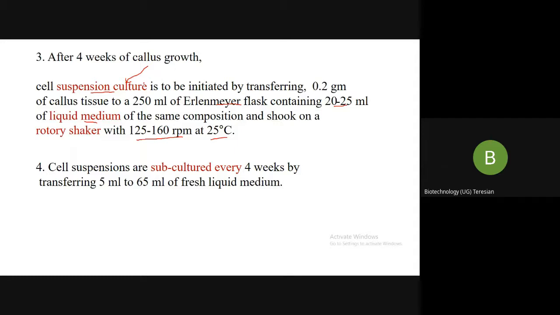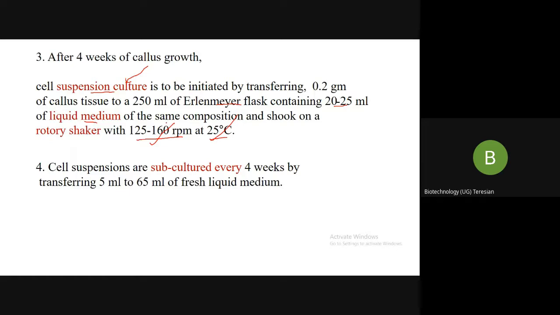I always told you that for suspension culture, you have to use a rotary shaker. So what is the use of this rotary shaker? You get single cells. The cells can be broken up easily so that you get a single cell. Not only that, there is easy movement of airflow in the flask. So you maintain the particular rpm and the temperature.